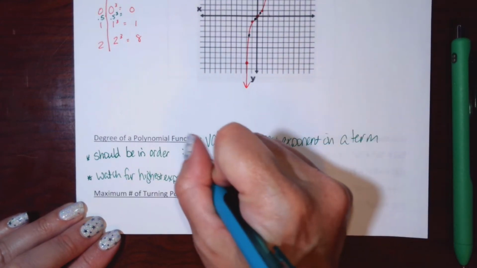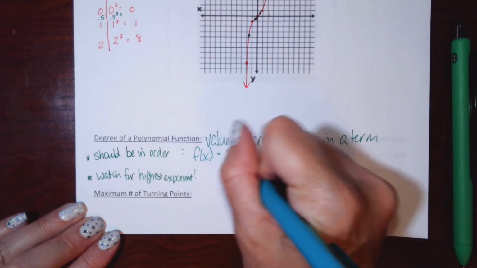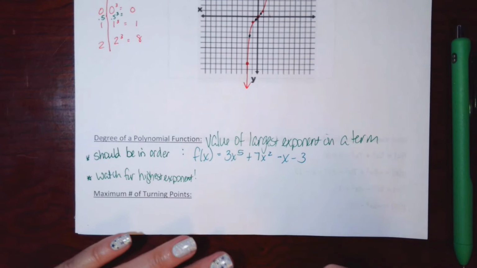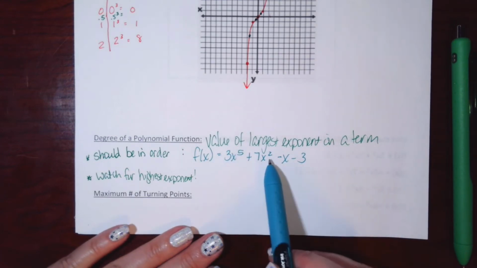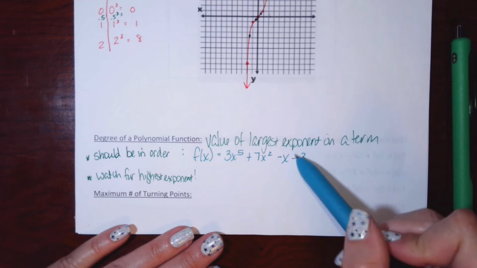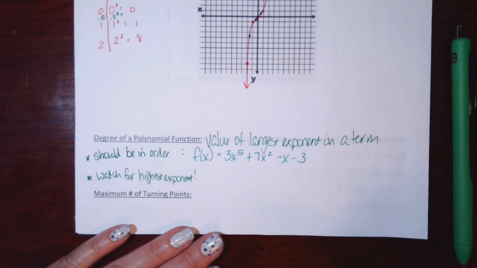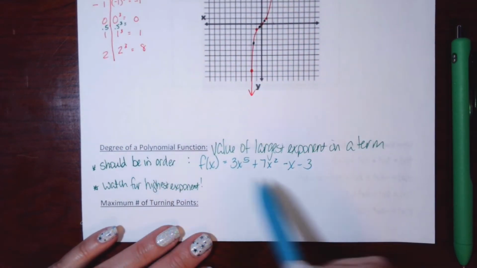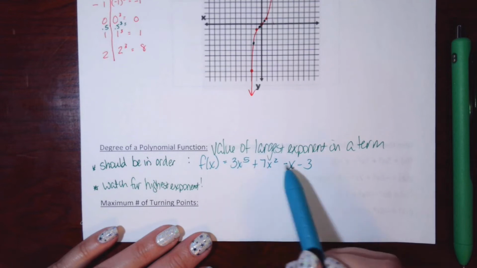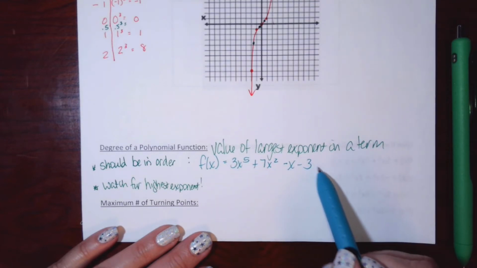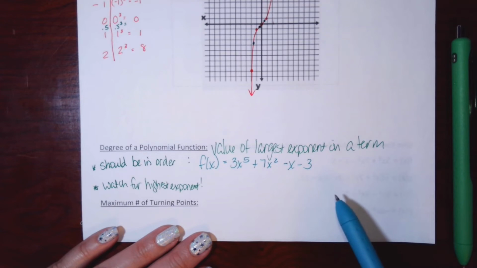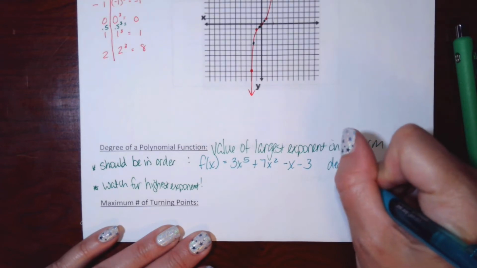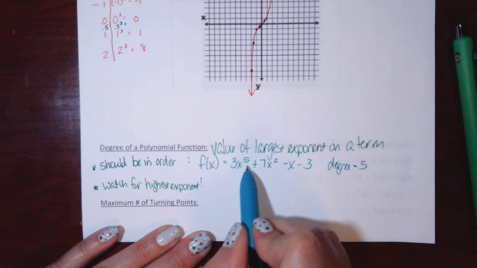For example, in order, I would have 3x to the 5th plus 7x squared minus x minus 3. Is this a polynomial function? Well, my exponents are all positive integers. The exponent on this x would just be 1. It's understood. Positive integers, so that works. All terms have positive integer exponents. My terms are in order. My largest exponent here is 5, and then 2, and then 1, and then this would be x to the 0 power, would be my power on that term, because it's just a constant. The degree of this polynomial function is 5. It's equal to the highest exponent.